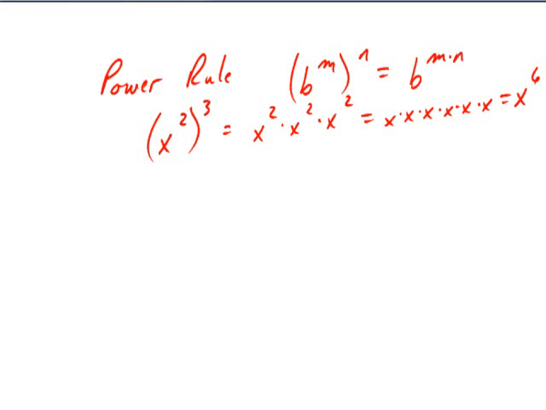An example of this could be something like y to the 4th, quantity raised to the 5th power. Raising the power to a power, multiplying, I get 4 times 5 is 20, so I have y to the 20th power.